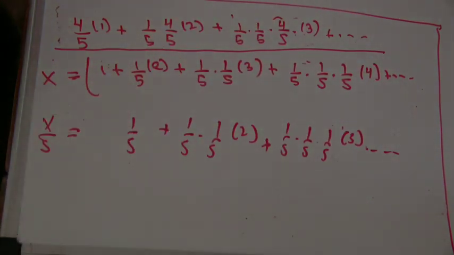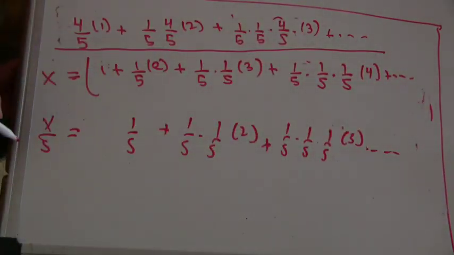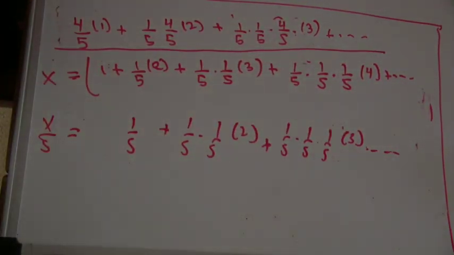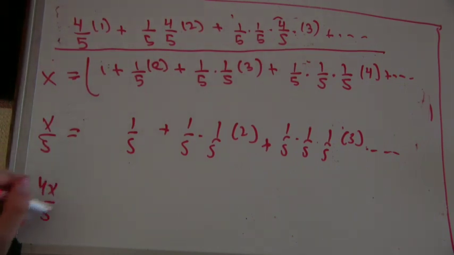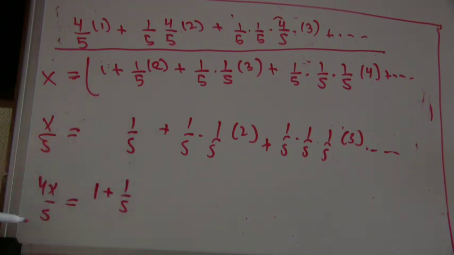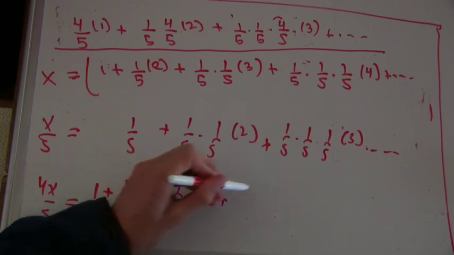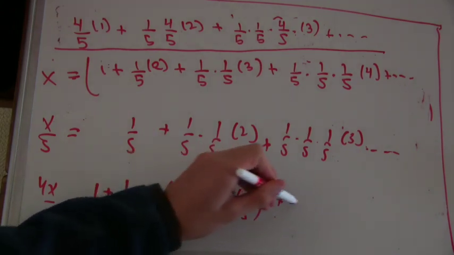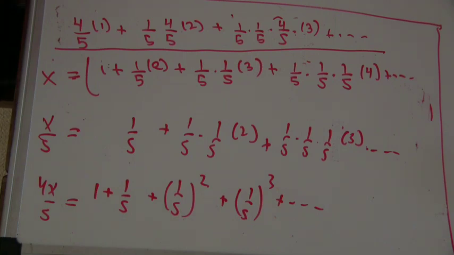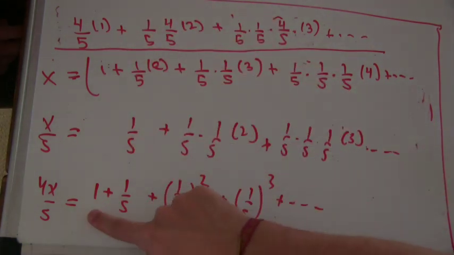Okay, nice. So then we can subtract this way. Yeah. I'm subtracting this away from this. So you'd be left with 4x over 5 equals 1 plus 1/5 plus 1/5 squared plus 1/5 cubed. And do you have to factor in these numbers here? Well, yeah. Okay, so where did this 1 come from?